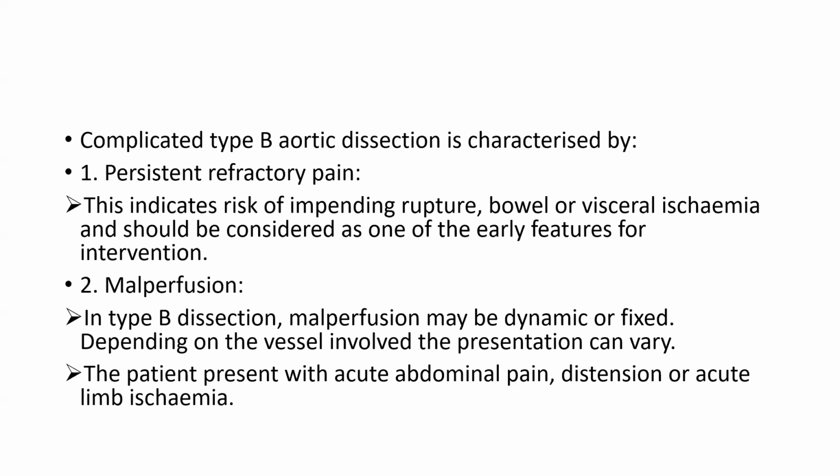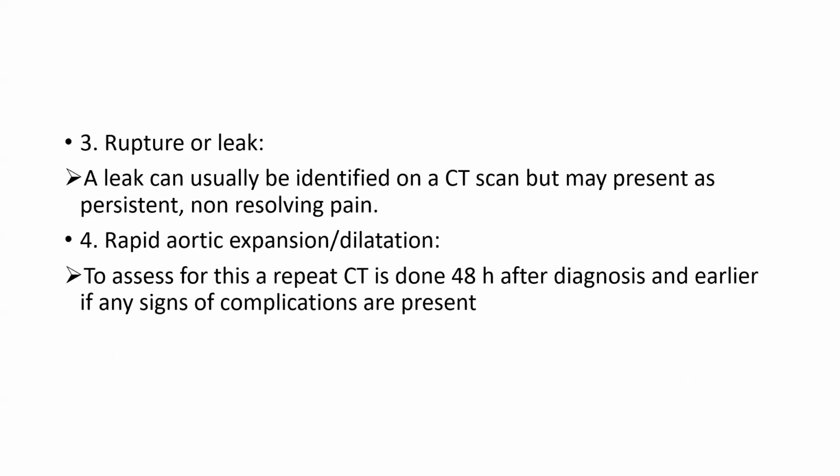Complicated type B dissection is characterized by persistent refractory pain. This indicates the risk of impending rupture, bowel, or visceral ischemia and should be considered as one of the early features for intervention. Then malperfusion. In type B dissection, malperfusion may be dynamic or fixed. Depending on the vessel involved, the presentation can vary. The patient presents with acute abdominal pain, distension, or acute limb ischemia.